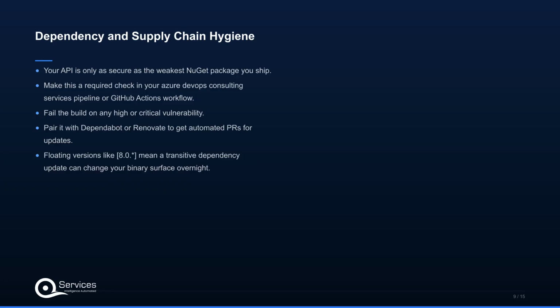Next up, dependency and supply chain hygiene. Your API is only as secure as the weakest NuGet package you ship. Make this a required check in your Azure DevOps Consulting Services pipeline or GitHub Actions workflow. Fail the build on any high or critical vulnerability. Pair it with Dependabot or Renovate to get automated PRs for updates. Floating versions like mean a transitive dependency update can change your binary surface overnight. Use with and commit the log file.